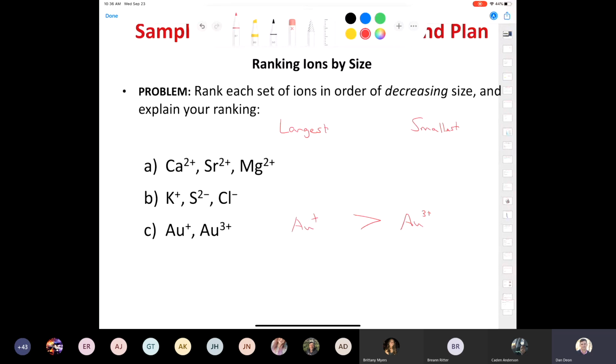Let's evaluate it. Gold is element number 79 in the periodic table. That means it's got 79 protons in the nucleus. This guy's got 79 protons. This guy's got 79 protons. How many electrons are there in gold 1 plus? There are 78 electrons here, and there are 76 electrons here. Now, if I have 79 protons and they've got 78 electrons to rein in, they're going to be able to pull them in. But if I've got fewer electrons and the same number of protons, it's going to be able to pull them in a little tighter and make it a little bit smaller.